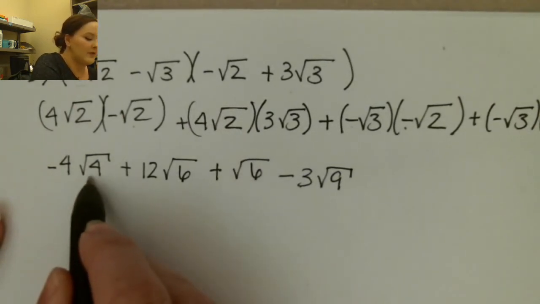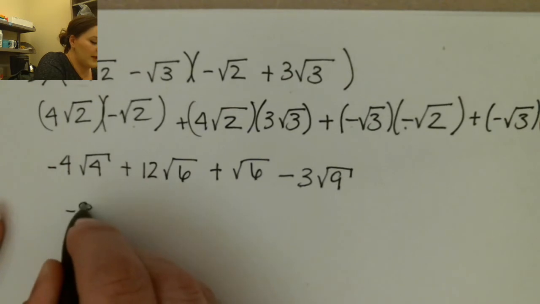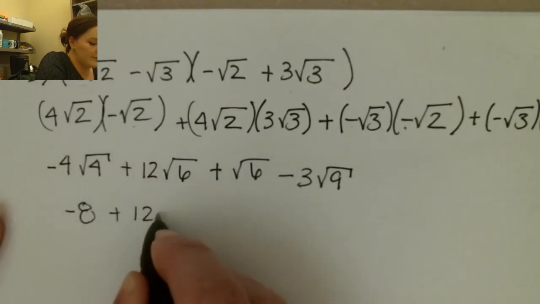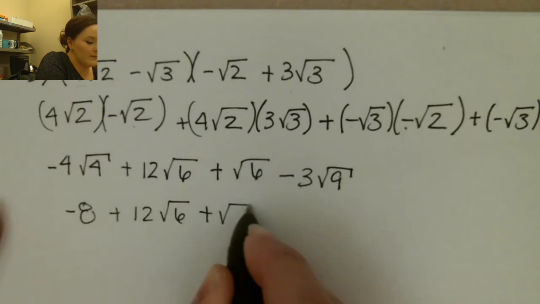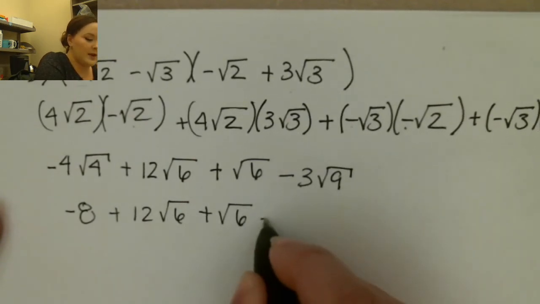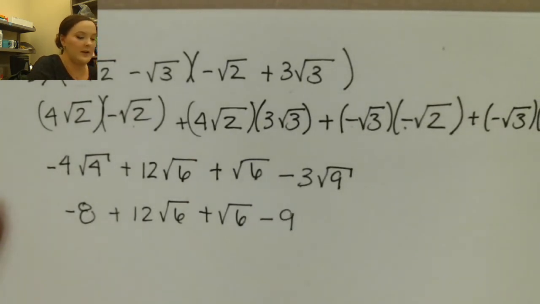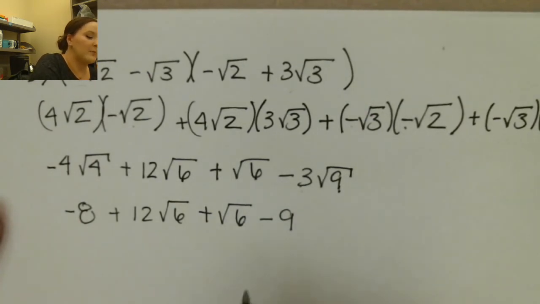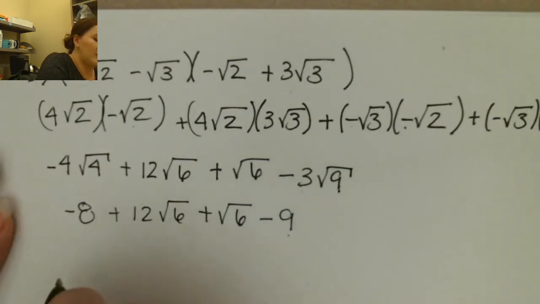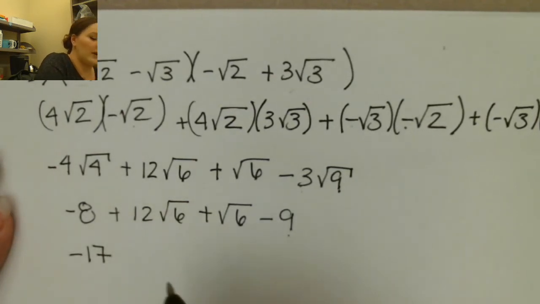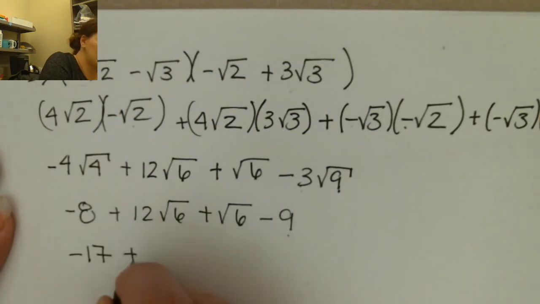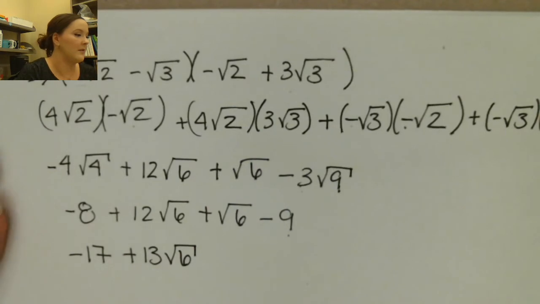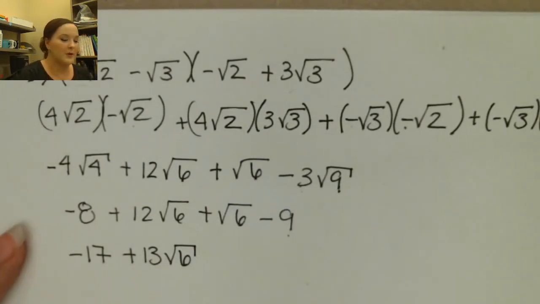Okay, so now I'm going to simplify. Root 4 is 2, so this will give me negative 8. And root 9 is 3, so I'll have negative 9 here from 3 times 3. Now I'm going to combine my like terms, so negative 8 and negative 9 is negative 17, and 12 root 6 plus 1 root 6 is 13 root 6. All right, so that's enough for multiplication.